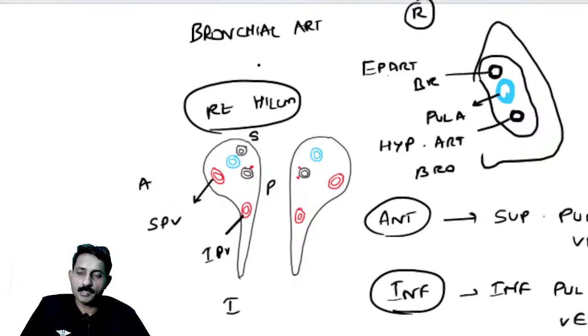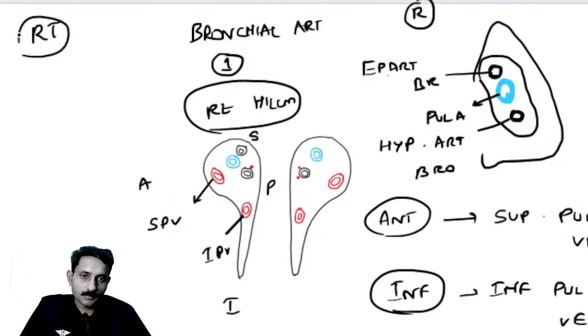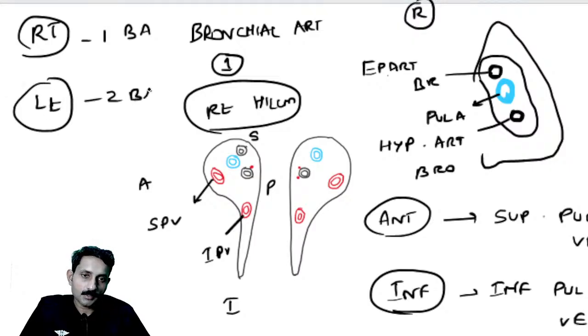What is this bronchial artery? This is the one which gives oxygenated blood supply to the lung. Because pulmonary artery is again giving only deoxygenated blood. Who will give the oxygenated blood? The oxygenated blood to the air passage up to the terminal bronchiole is given by the bronchial artery. So how many bronchial arteries do we have? On the right lung, one bronchial artery. On the left lung, we got two bronchial arteries. This can also be asked in MCQ. So right lung has only one bronchial artery, left lung has two bronchial arteries.